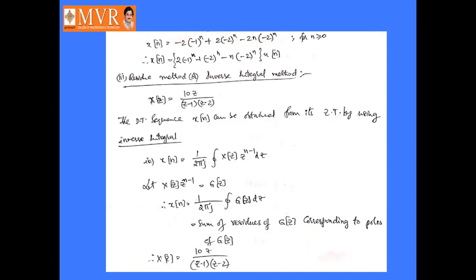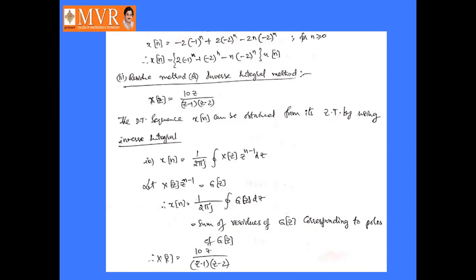So given X(z) = 10z / ((z - 1)(z - 2)). The discrete-time sequence x(n) can be obtained from its z-transform by using the inverse integral method, also called the residue method.